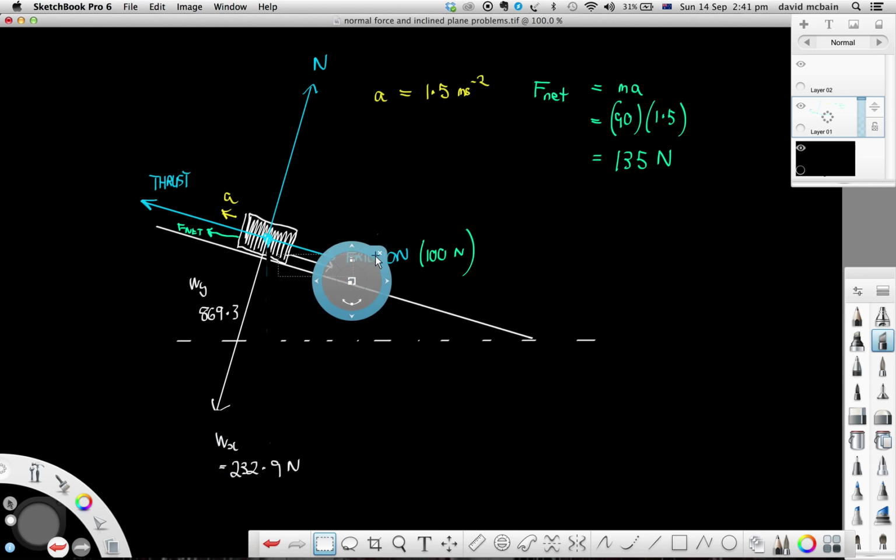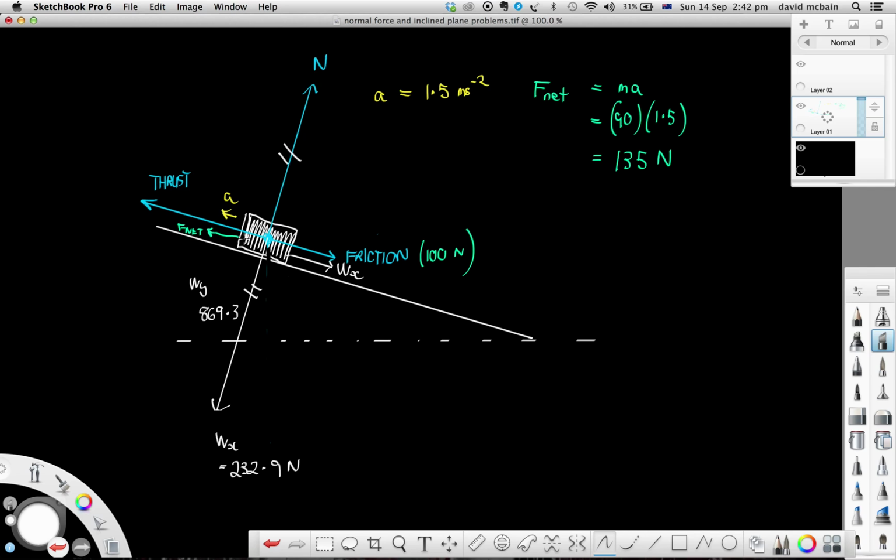So let's have a look what we've got. Well, this force and this force cancel. So because the net force must be up the ramp, there's no component acting this direction or this direction, so any forces in this dimension must cancel. So that cancels with this value here. So it just leaves us with the thrust, the friction, and this is Wx, the weight acting parallel to the ramp.